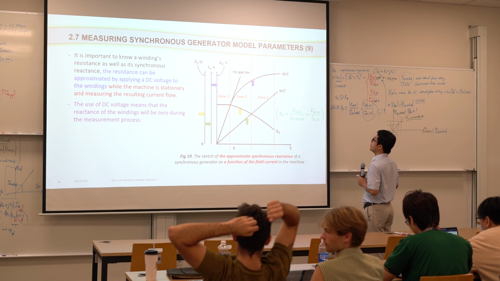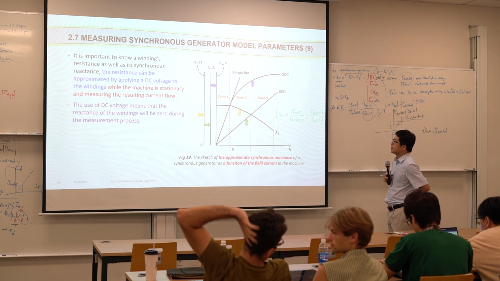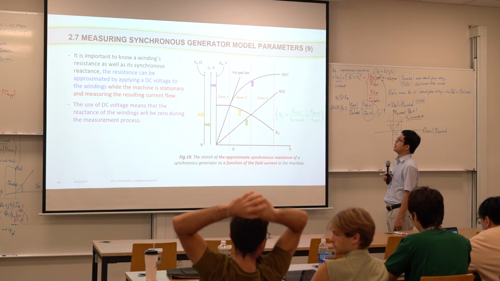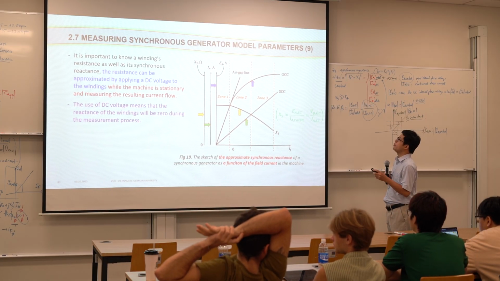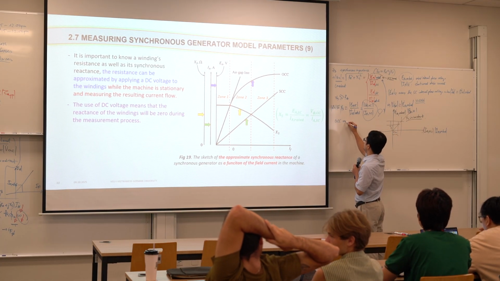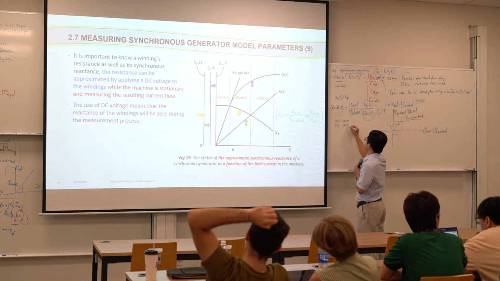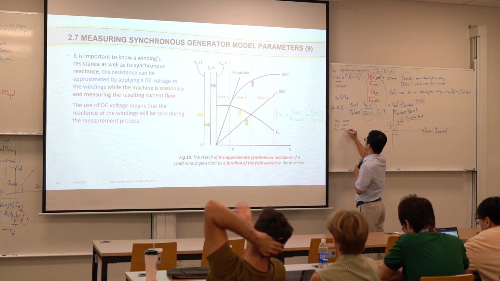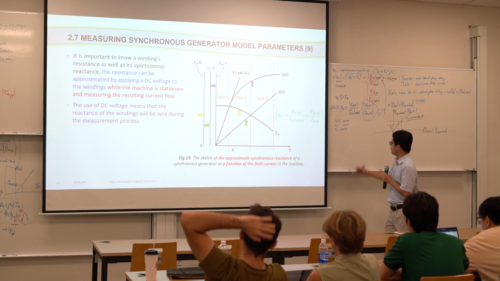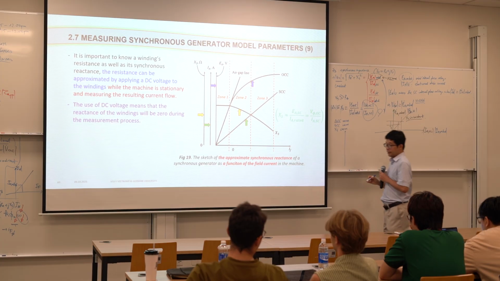So look at these figures. We have how many curves? 1, 2, 3. We have the open circuit test curve, the short circuit test curve, and the XS curve. Right? So I choose the open circuit test first.